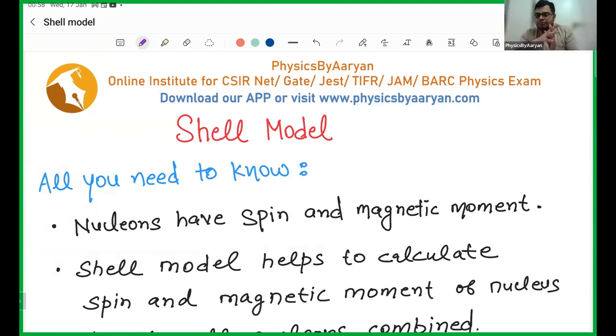The angular momentum will basically come from its nucleons, from the protons and neutrons. Now, protons and neutrons themselves are spin half particles. They have their own angular momentum, and as a result, they combine together to give some angular momentum to the nucleus as well. That is why the nucleus has a net angular momentum and also a net magnetic moment.